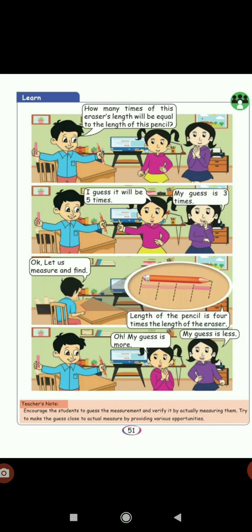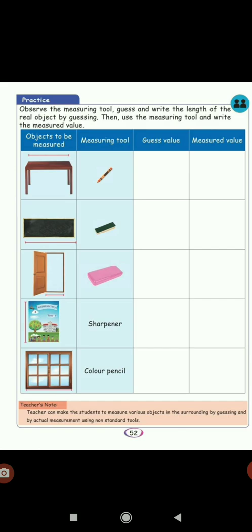Next, see page number 52. Observe the measuring tools, guess and write the length of the real object. Then use the measuring tool and write the measured value. See the tabular column. The first column is the object to be measured, the second is the measuring tool, the third is the guess value, and the fourth is the measured value.